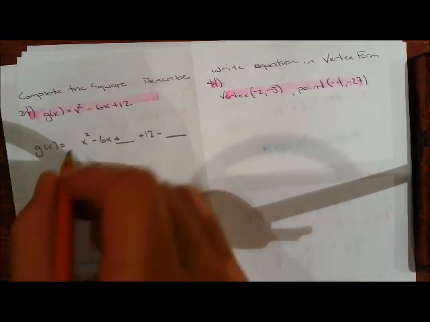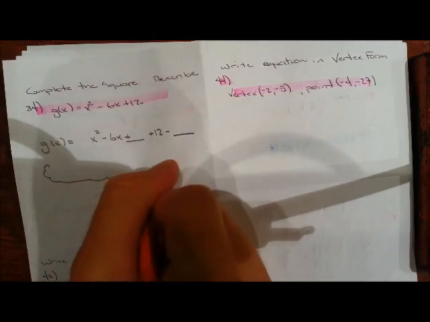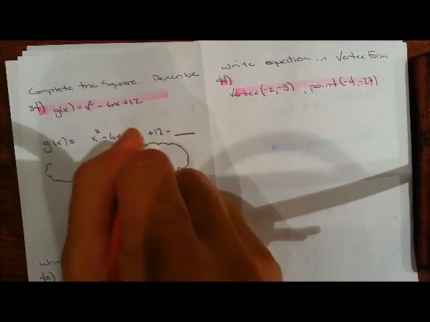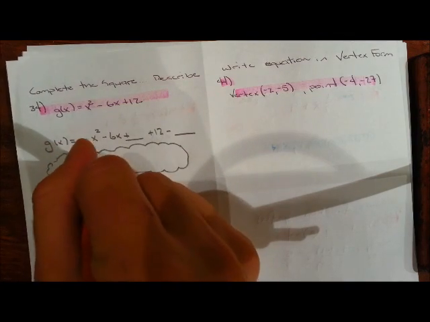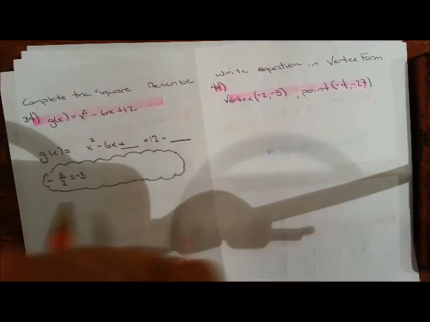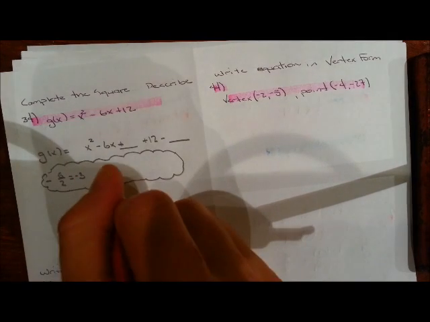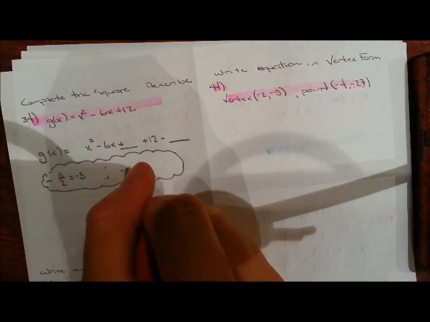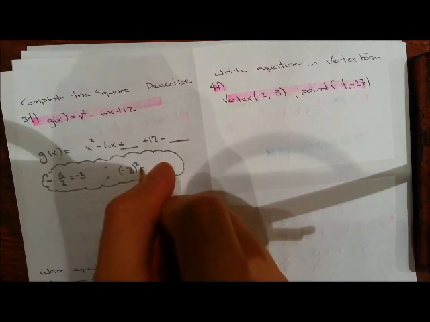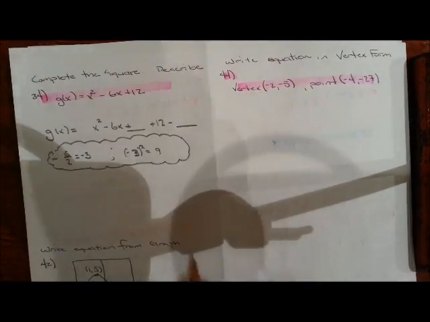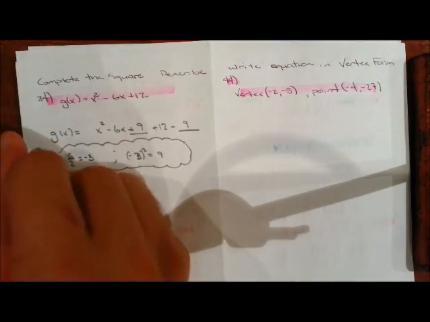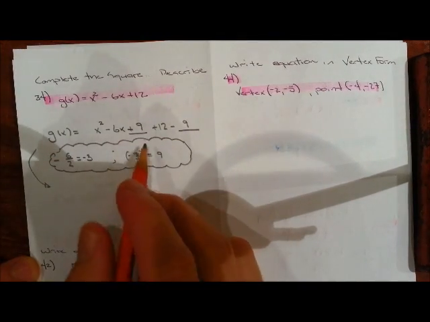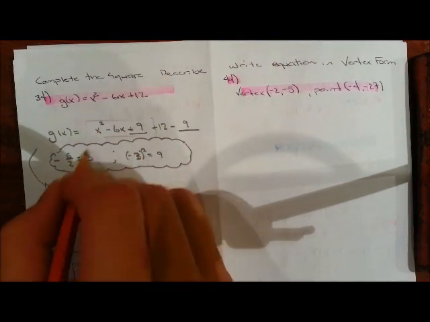So looking at this, if I take 6 divided by 2, I got a nice value. I get 3. 6 over 2 equals 3, but keep in mind that was a negative 6. Now if I square that value, I get positive 9. So I'm going to be adding that positive 9, subtracting that positive 9. When I do that, this now becomes a nice perfect square using this value.